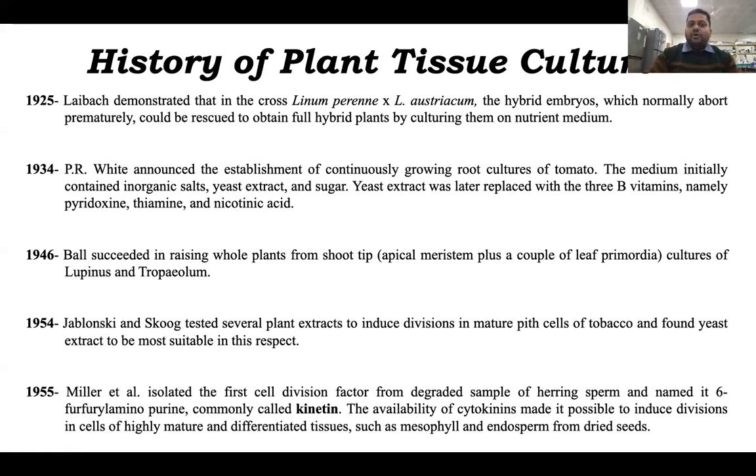Then in 1934, there was another guy called P.R. White. He developed a modified synthetic media by mixing inorganic salts, yeast extract, and sugar. And he showed that the media is sufficient for continuous growth of roots, for continuously growing root cultures of tomato. And then later he replaced the yeast extract with three B vitamins: pyridoxine, thiamine, and nicotinic acid. So this showed the importance of having vitamins in plant tissue culture media.